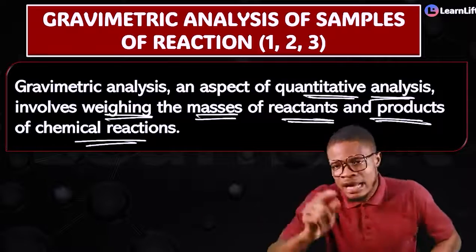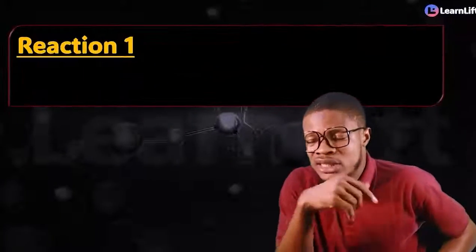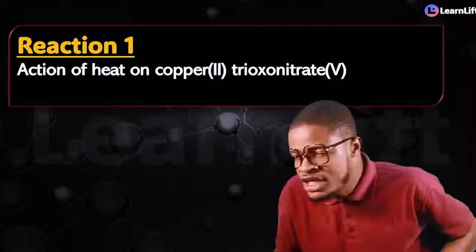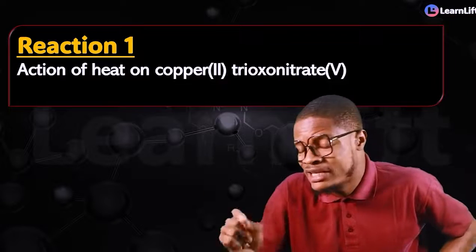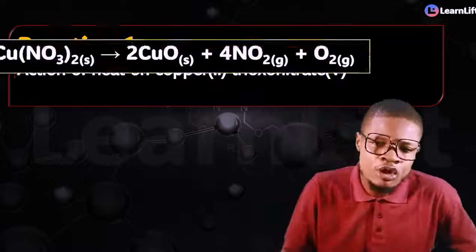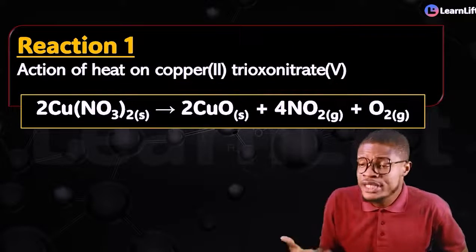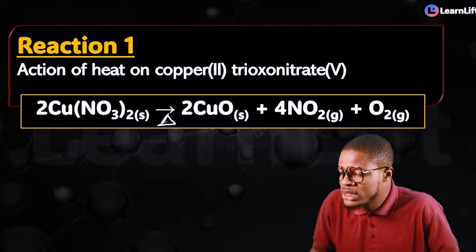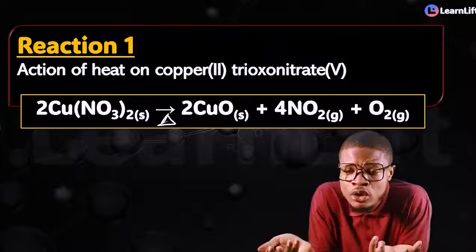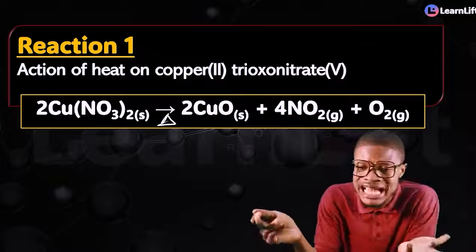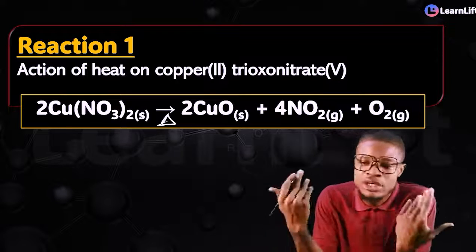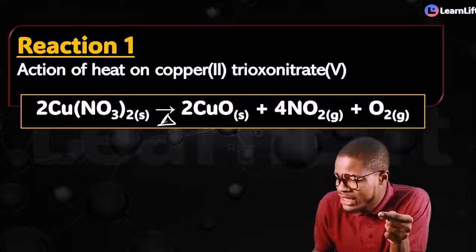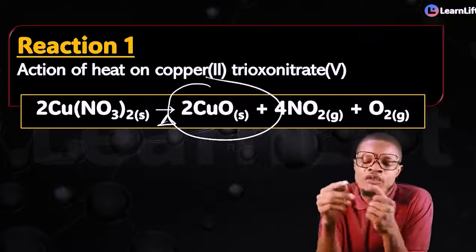Now follow me and look at gravimetric analysis in those 3 reactions. What are the 3 reactions I gave you? Number 1 is the action of heat on copper(II) trioxonitrate(V), Cu(NO3)2. Heat it. What will happen? If I apply heat to it, it will decompose into a pure sample of black copper(II) oxide, nitrogen dioxide, which is nitrogen(IV) oxide, and oxygen gas, right? What are we interested in there? We are interested in the pure sample of our what?